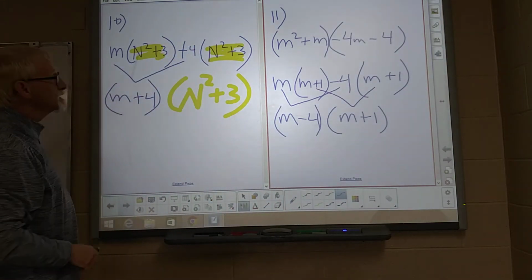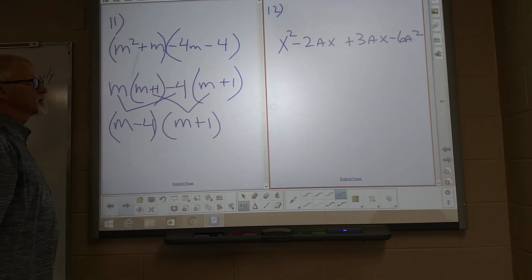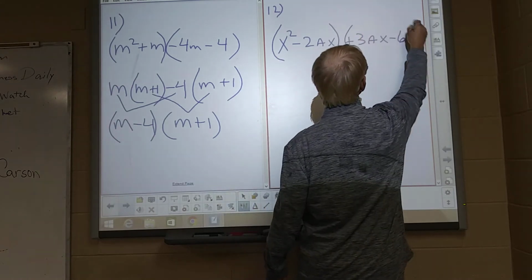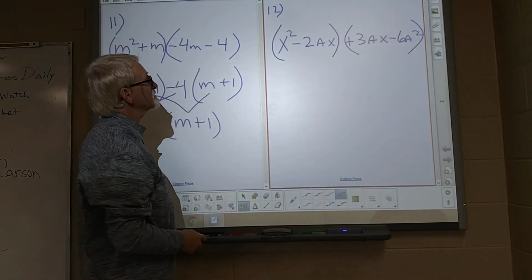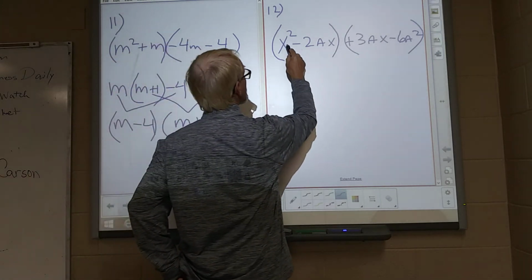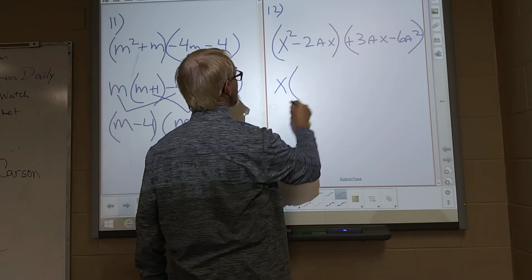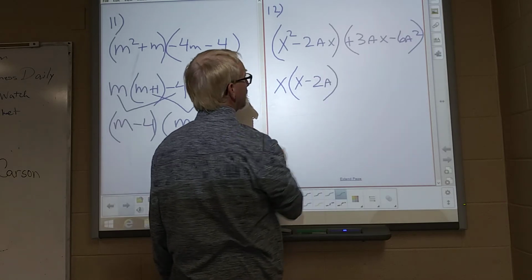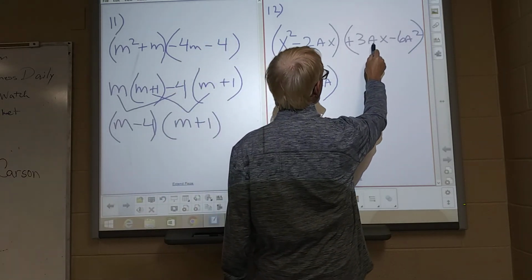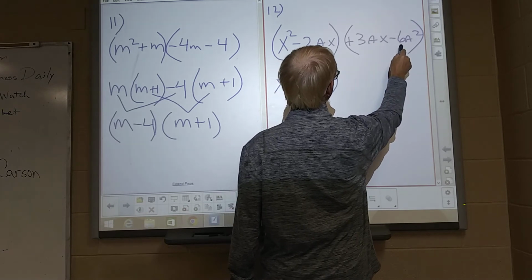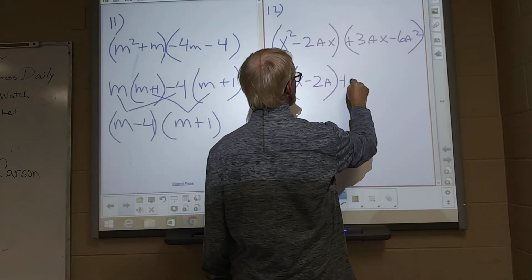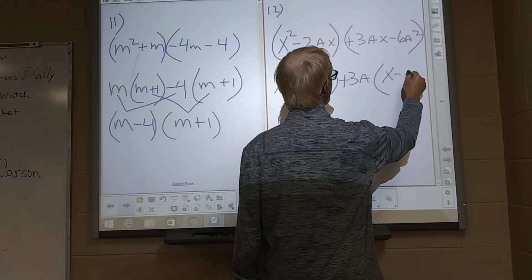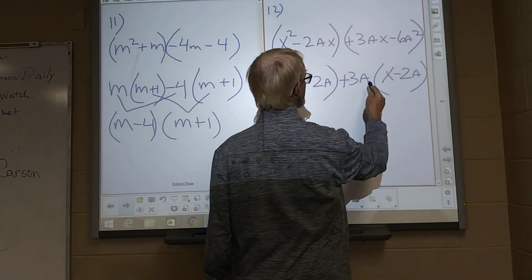Let's do one more. Number 12. So again, put the parentheses around the first two and the parentheses around the last two terms. And we're going to look for common factors. So here we have an x squared, an x there. We factor out the x, and that leaves an x minus 2a. And we have a positive 3a. That's factored out, so we do plus 3a. And that leaves an x minus 2a, because 6 divided by 3 is 2.